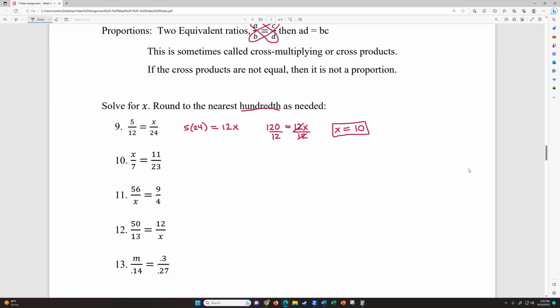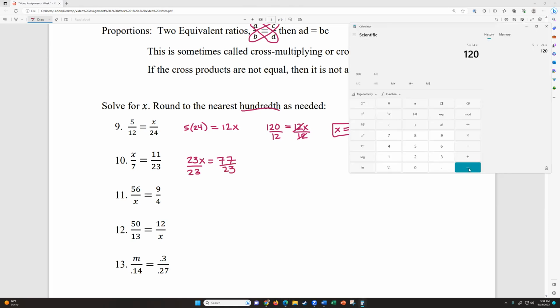So for our number 10 down here, we're going to be doing 23 times x equals, and I'll go ahead and multiply this one since this isn't too bad. 7 times 11 is 77. So notice x is connected to 23 by multiplication. So I need to divide both sides by 23. So 77 divided by 23. Now notice this comes out to a long decimal that never ends and doesn't repeat. So this is a non-terminating, we call non-repeating decimal.